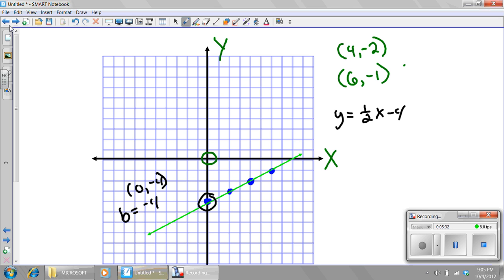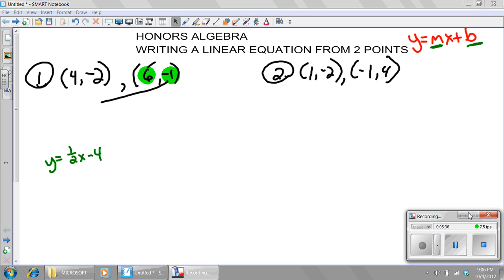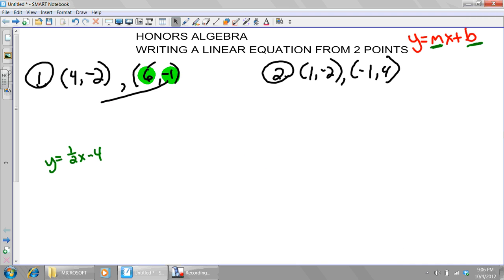Just like I said on the other page. All right, let's try another example. And this time I have the point 1, -2, and the point -1, 4. So step 1 is to find the slope. Step 1, find the slope. M is going to be the difference in the y's over the difference in the x's.